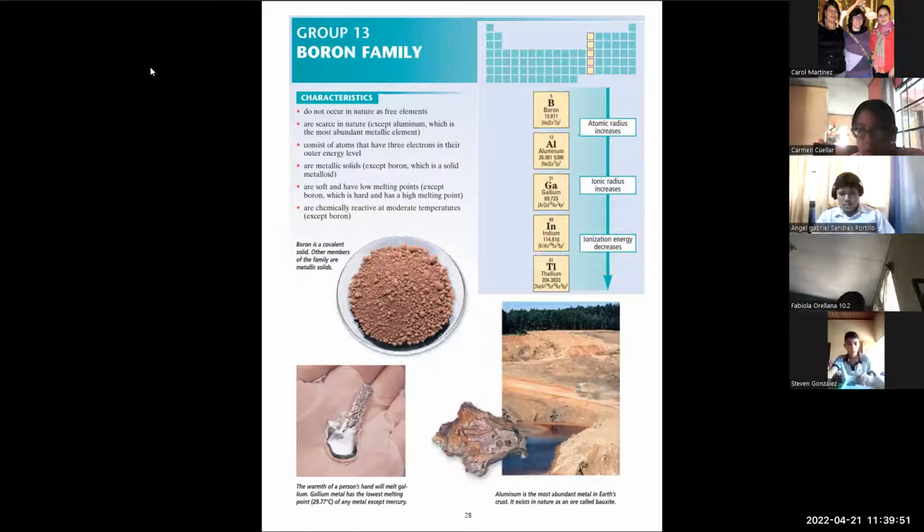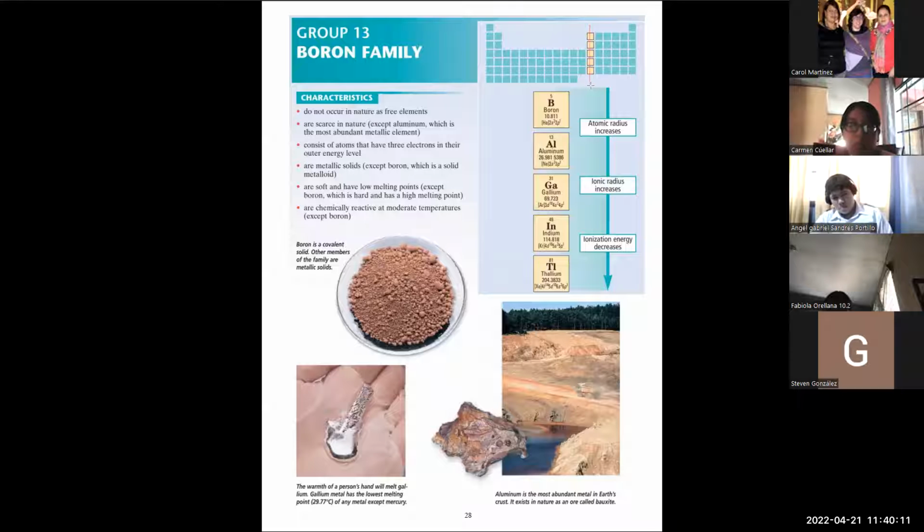The next group after the transition metals, we have the boron group. The boron group is located on the right side of the periodic table, and it includes the elements from boron, okay, over here in the periodic table, from boron passing through aluminum, gallium, indium, thallium.